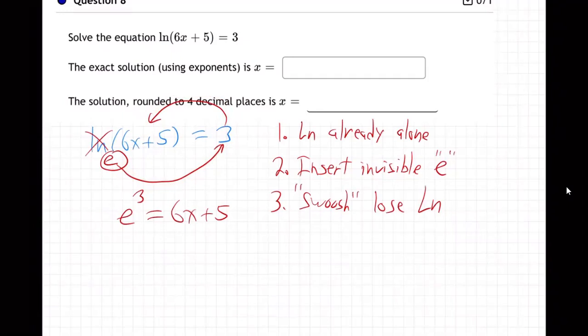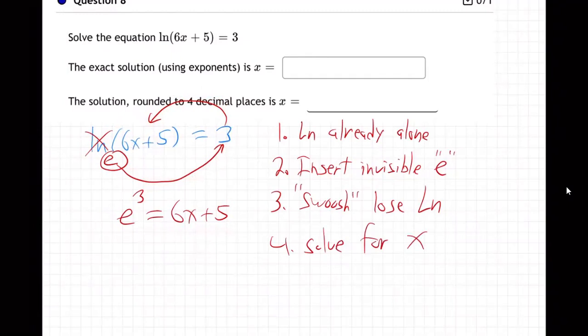So when you do it, you lose the log word. You're no longer in log language. You've changed out of log language. So you do the swish thing. So we get to this. And now step 4 just says solve for x. Just get x alone.